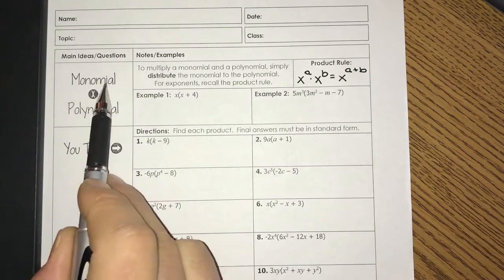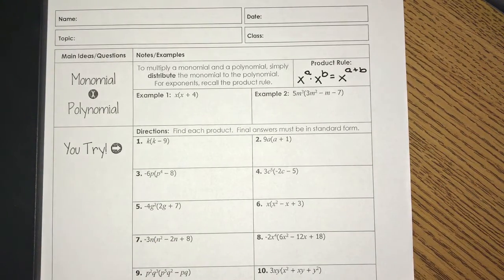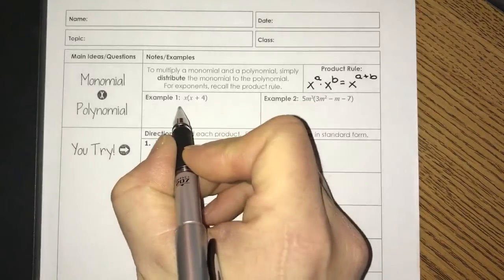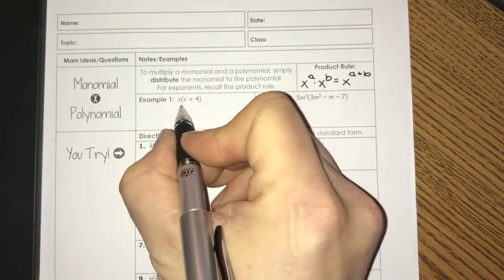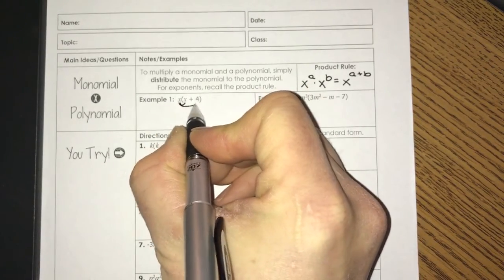So we're doing monomials times polynomials today. Yesterday we talked about monomials being just one term, right? So you're going to multiply one term to a polynomial, which is more than one term. And so you're typically distributing today. So if you look at this first example, you have x times x plus 4, so I'm going to distribute x through.